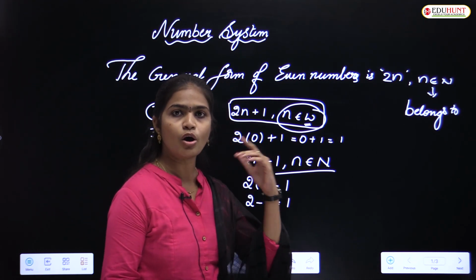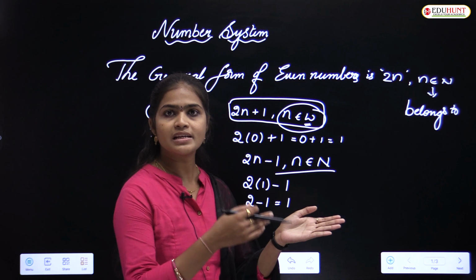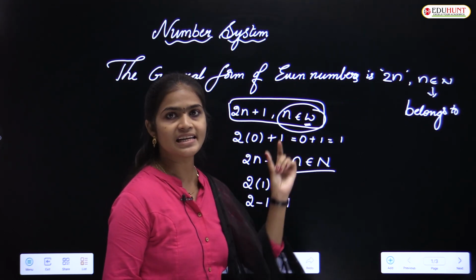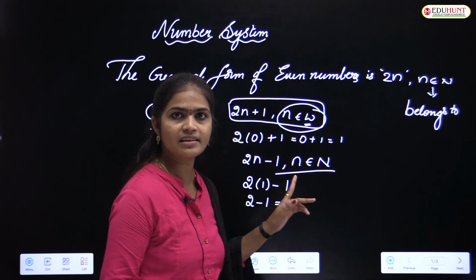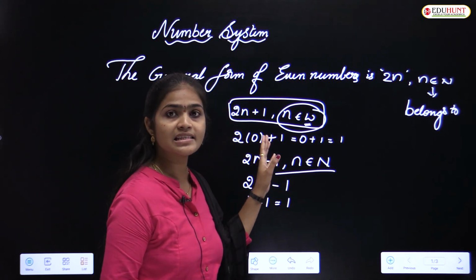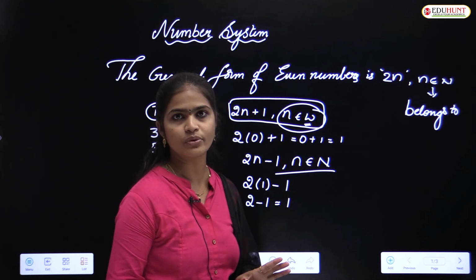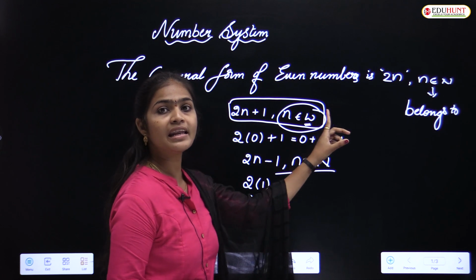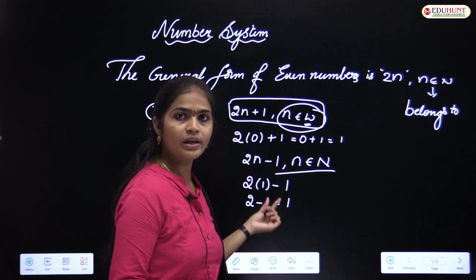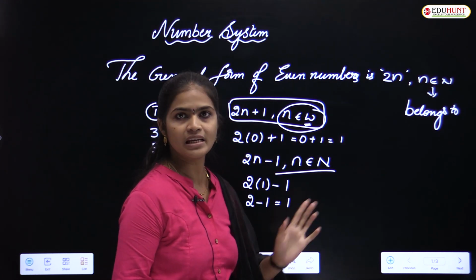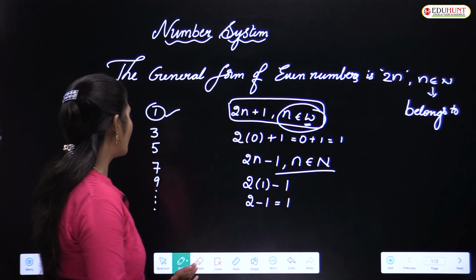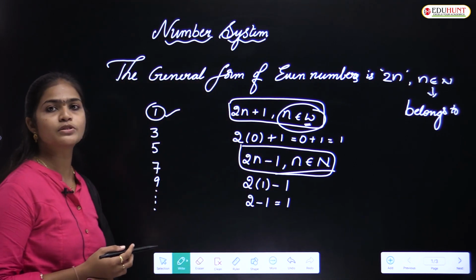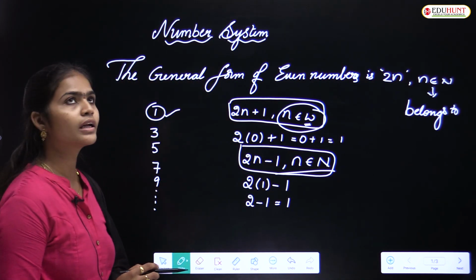For even numbers, whether they are even whole numbers, natural numbers, or integers, whatever it may be, the general form of even numbers doesn't change. There is a change only in the general form of odd numbers. There are only two formulas: 2n plus 1 where n belongs to whole numbers, and 2n minus 1 where n belongs to natural numbers. That's it. These two are the general forms of odd numbers.